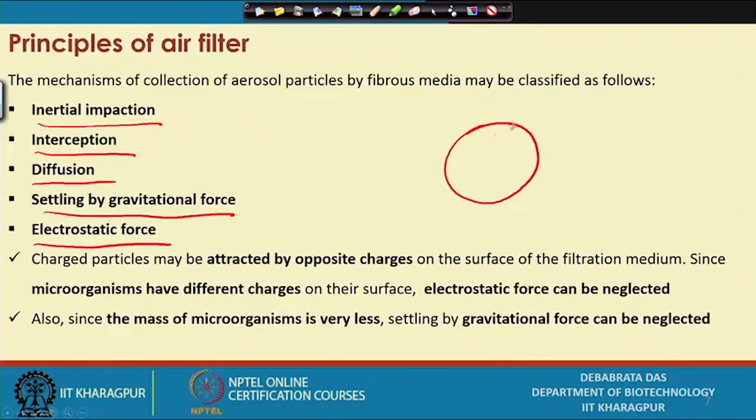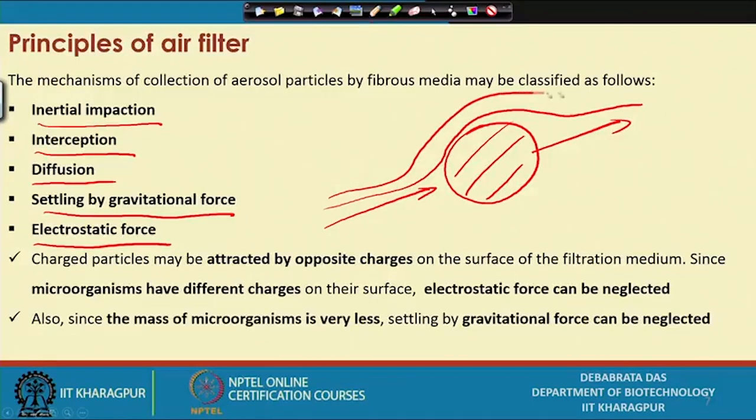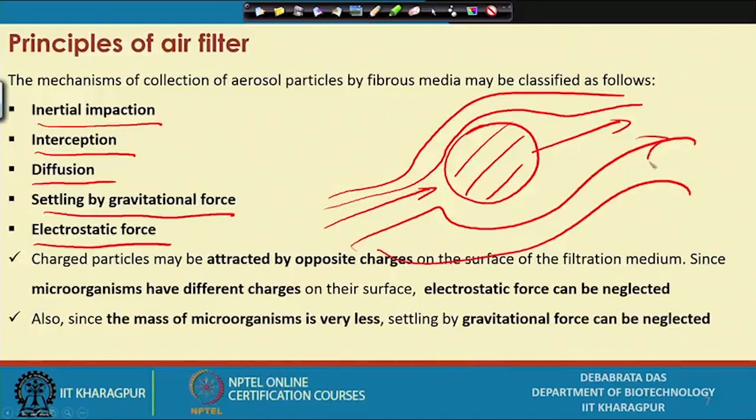Suppose this is the cross section of the fiber, am I right? The fiber, if you cut it, the cross section of the fiber is this. Now, air is flowing perpendicular to this fiber. So, air will flow like this, it will be flowing this way. Now, suppose the particulate is present here. So, your particulates will go like this and it may not touch the surface of the fiber. If it does not touch, then your particle will not be collected by the fiber.